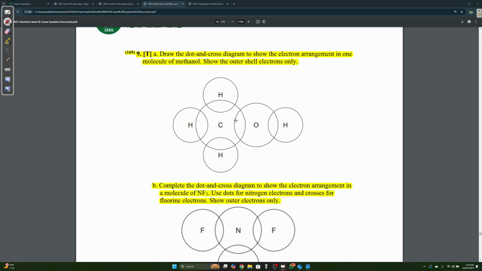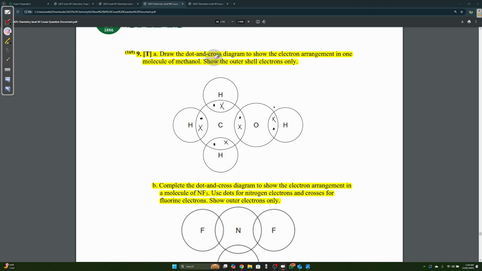Carbon has 4 and it has 4 atoms beside it. So we're just going to put one here, one here, one here, and one here. Hydrogen we know has 1, so we put 1, 1, 1, 1. Oxygen needs 2, so one here and one here. So this X is from the oxygen, this circle is from the carbon, this circle is from the hydrogen.